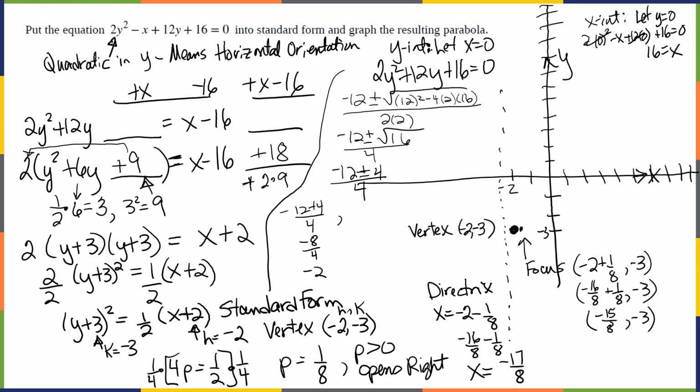Kind of draw a dividing line here. And negative 12 subtract 4 over 4 is negative 16 over 4, which is negative 4. And so these are my y-intercepts. I have a y-intercept at negative 2 and a y-intercept at negative 4. So we can see that this is a very narrow parabola opening to the right.